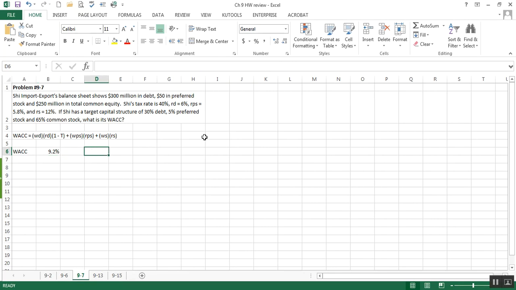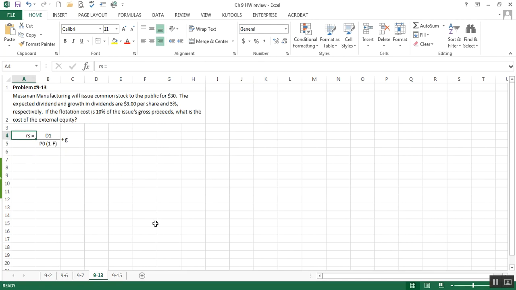Sometimes it's easier to write down the information that we know, such as RD equals 6%. The weight for debt is 30%. RPS for preferred stock is 5.8%, and the weighting for preferred stock is 5%. The rate for common stock is 12%, and the weight for common stock is 65%. Then you could just link to these percentages to avoid errors in your formula.